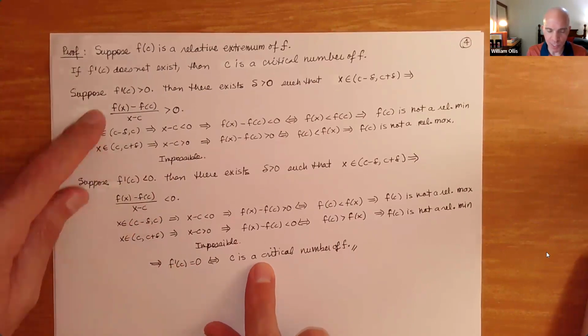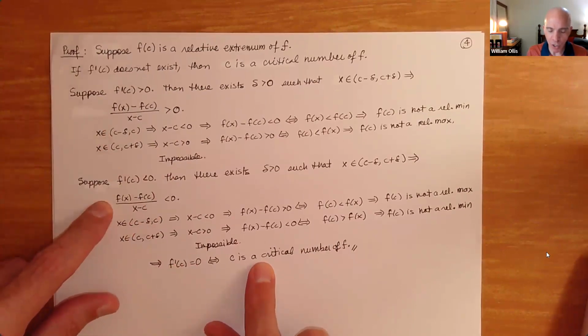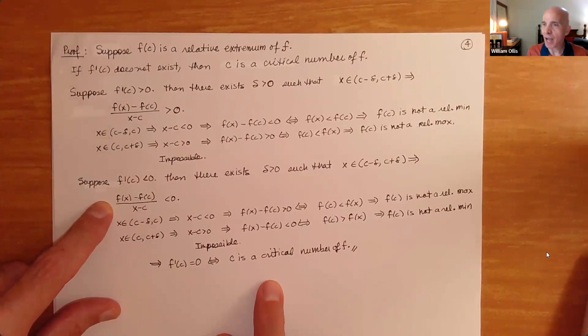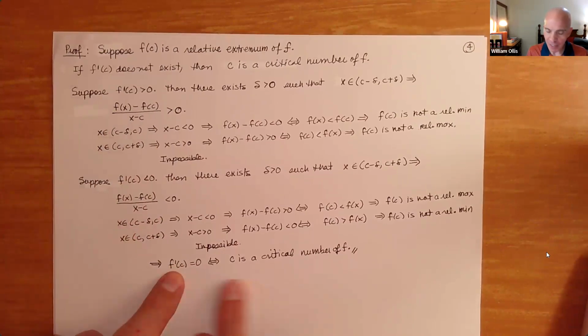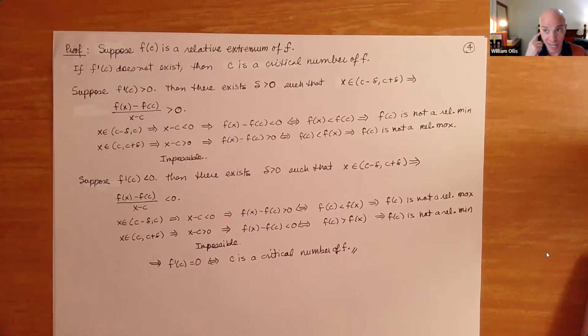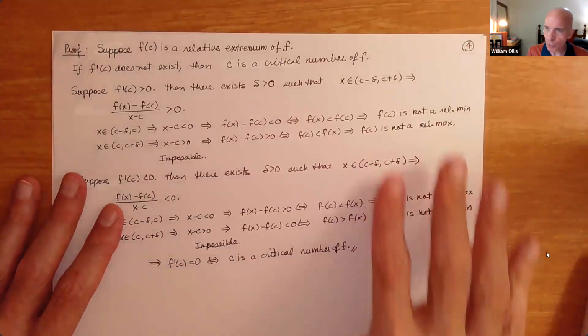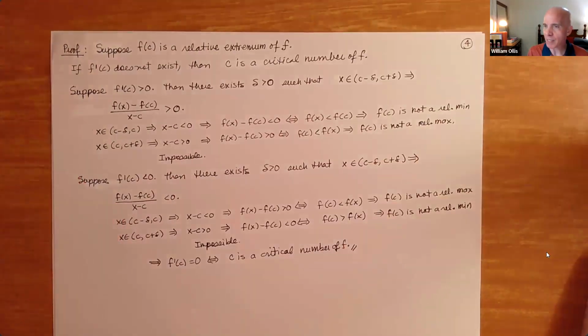Now, just using the same argument here, you can show that f prime of c is not less than 0. And then again, by the law of trichotomy, the only conclusion is that f prime of c equals 0. So take some time to go through this once you've done some practice with these two results. And I think you'll find it to be very straightforward.